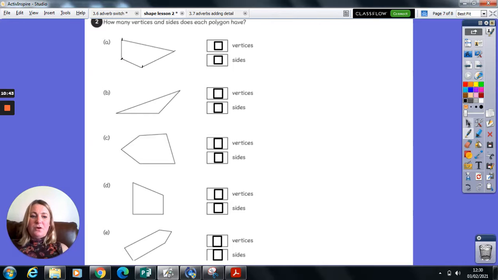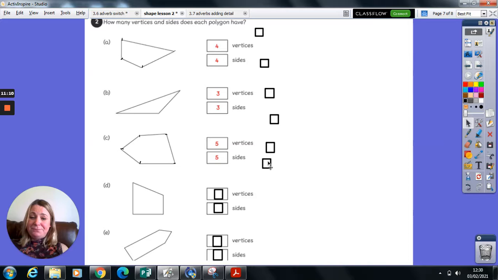Ooh, that polygon is actually a quadrilateral. It has 4 vertices, so it must have 4 sides. Here I can see it's a triangle, so I know it's going to have 3 vertices and 3 sides. This one I'll count and check. 1 vertex, 2, 3, 4, 5. So 5 vertices, so I know it must have 5 sides.